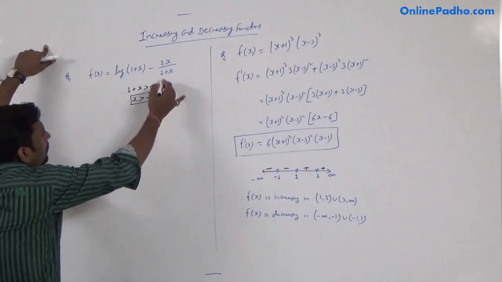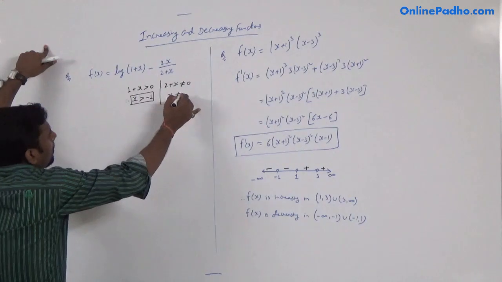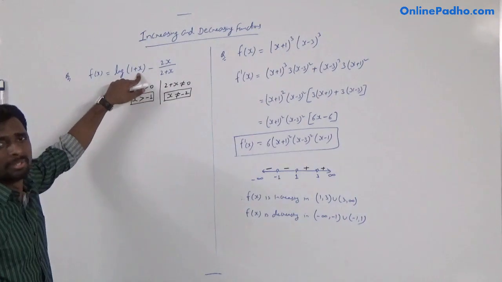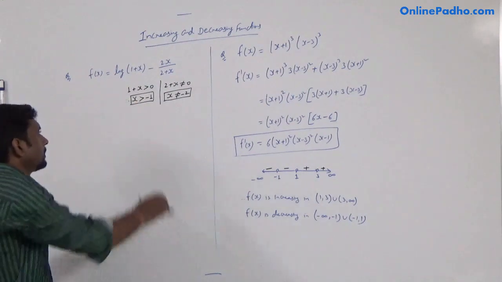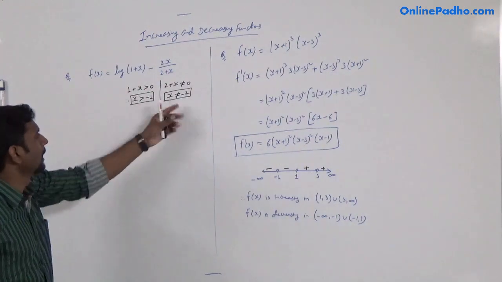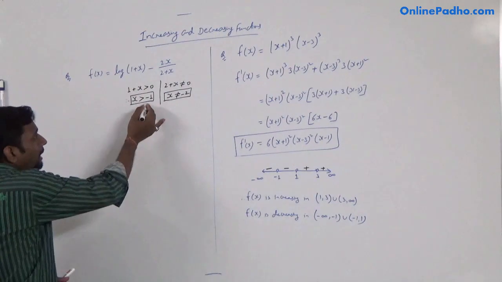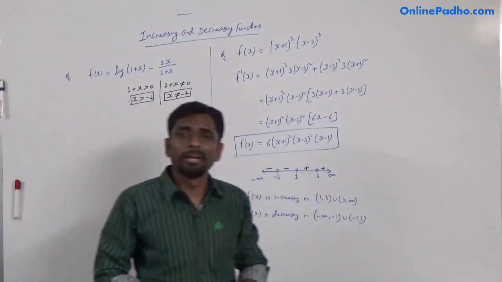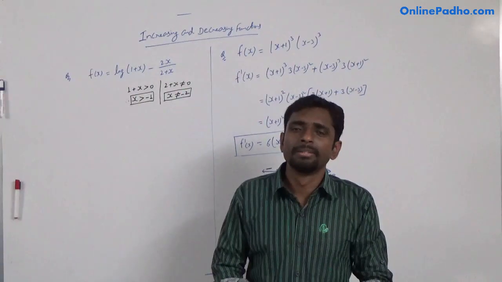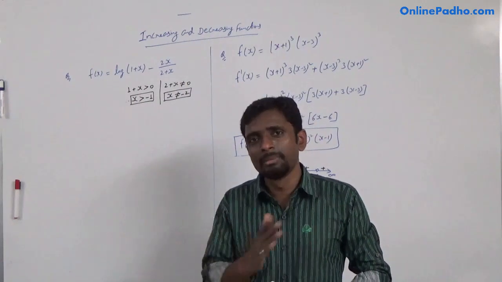And also you can say that the denominator cannot be 0, so x cannot be -2. We cannot take -2 for x. So x is greater than -1 and x is not equal to -2. By combining these two, we can say that x is greater than -1. So we need to find increasing or decreasing in the interval -1 to infinity only, because the graph of this function exists only in the interval -1 to infinity, not less than -1. So we cannot find the increasing or decreasing in less than -1.